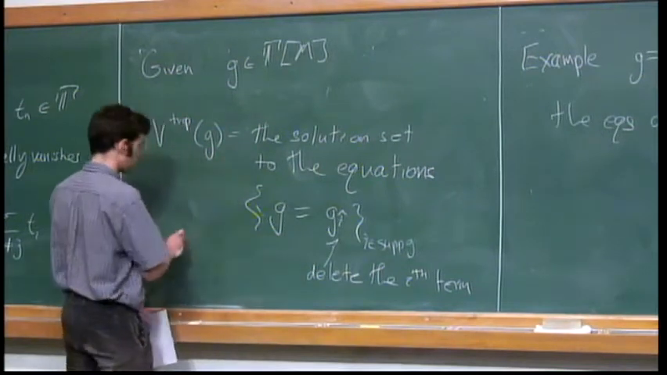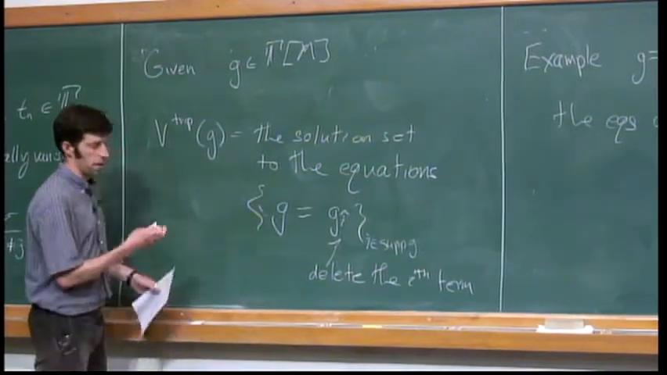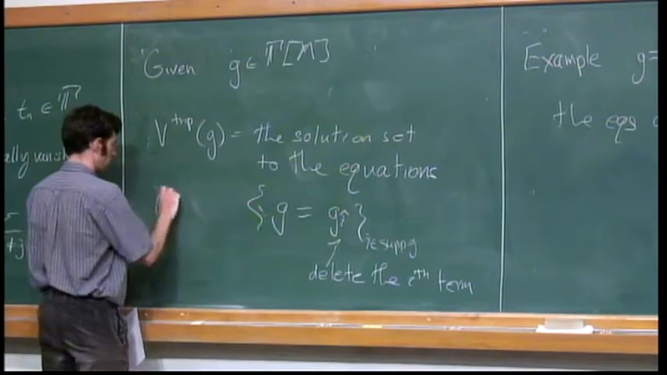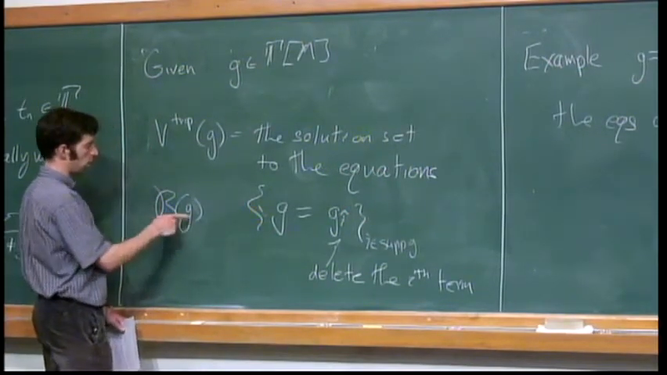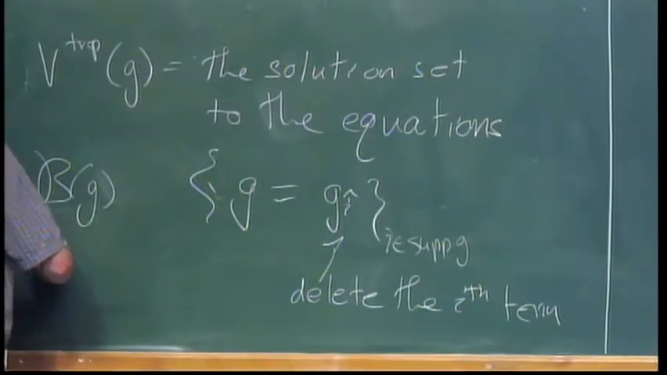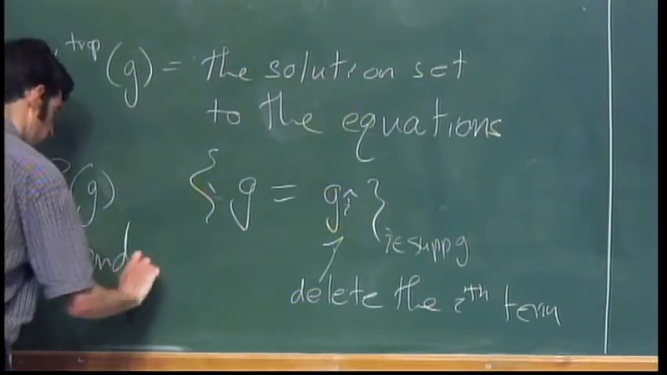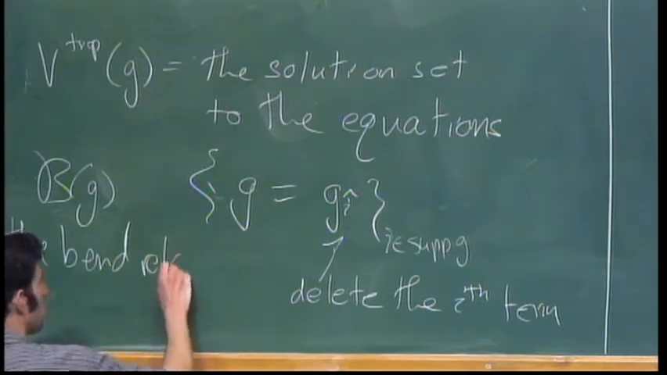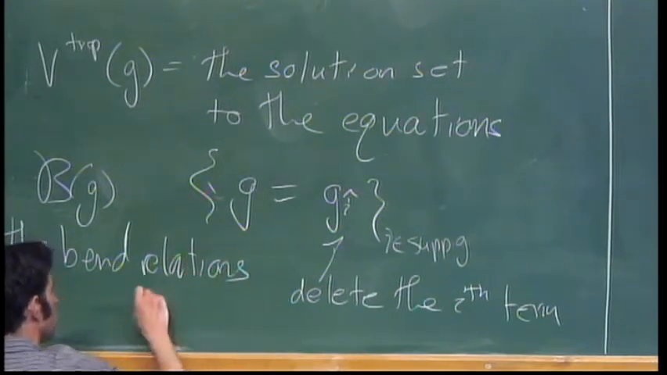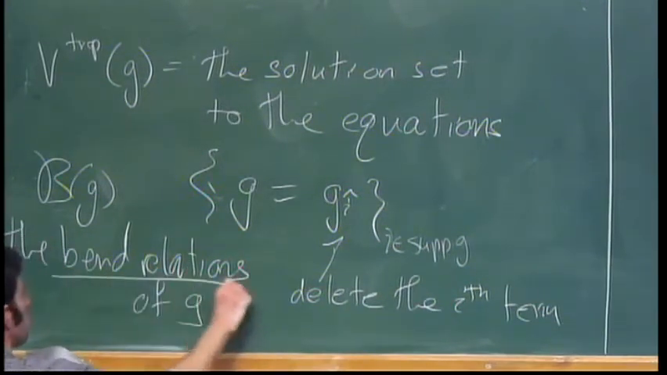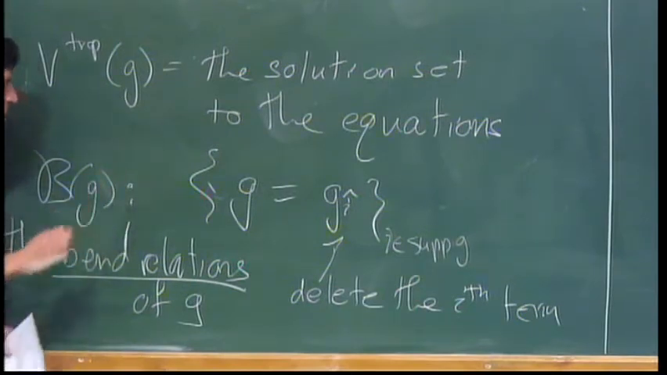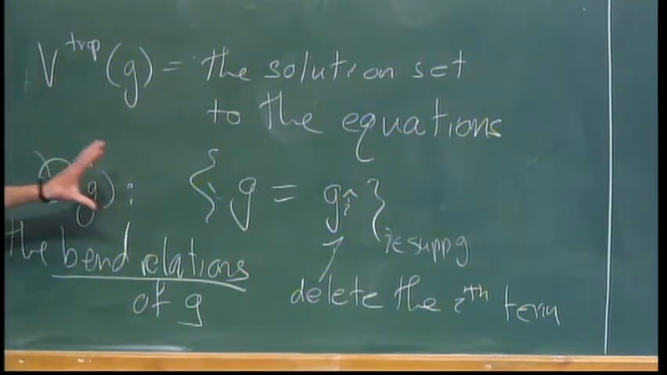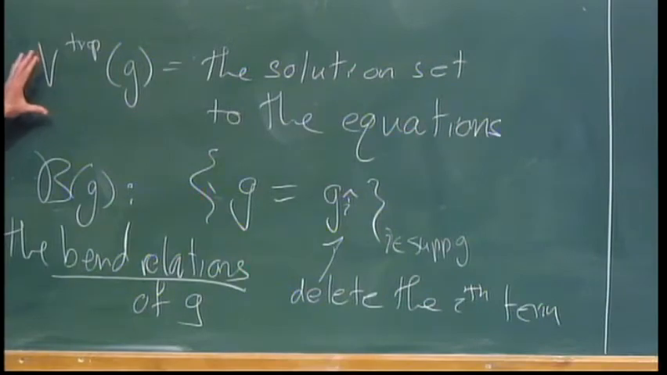And these equations, they come up a lot, so we give them a name and a symbol. These are the bend equations of G, and I use a curly B of G. Or the bend relations. Okay, so these are the equations that describe the tropical hypersurface. These are equations which cut out this particular solution set.